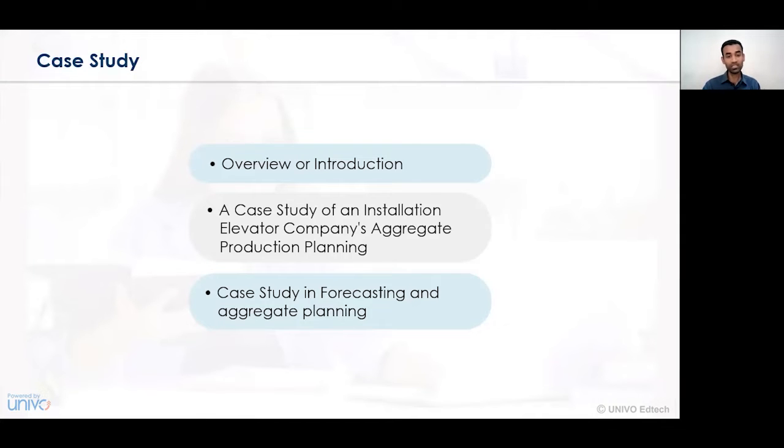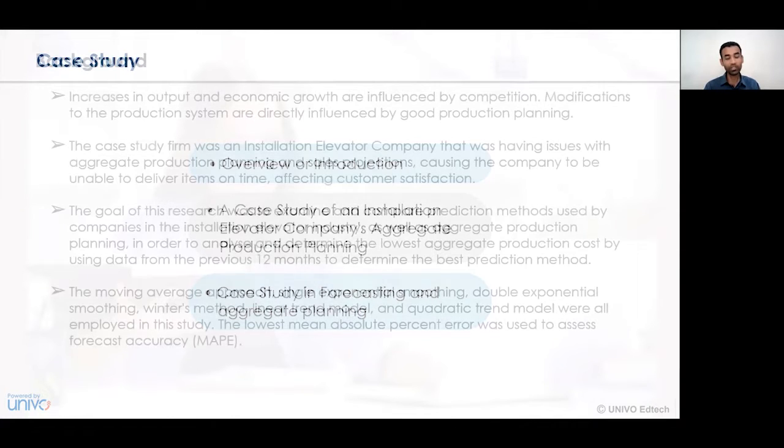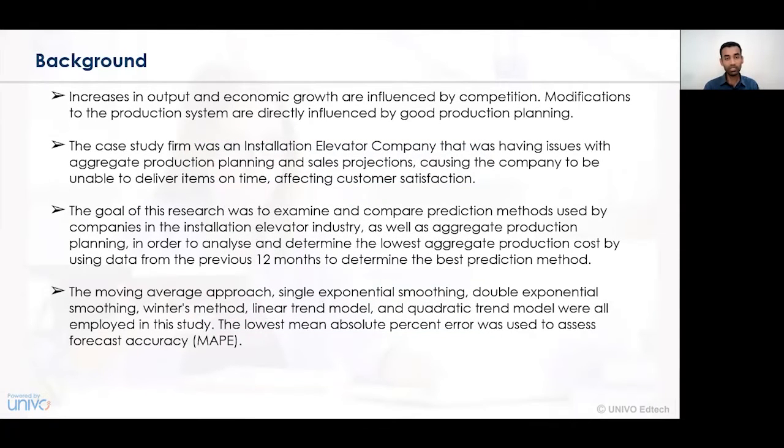To summarize the overview of the introduction, in this particular case, an example of an elevator company, that is, an elevator which has been installed, and how the activities are being conducted in an organization is being undertaken. So, aggregate production planning that has been required at a certain stage is being provided in this particular case. Further, how this elevator company takes into consideration the various forecasting and planning activities will be identified and discussed.